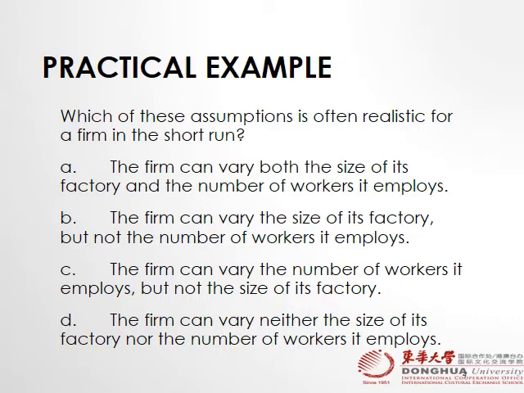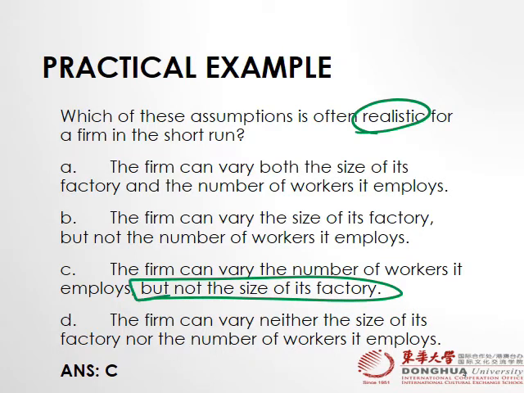So your answer would be C. Why C? We were talking about the realistic one. C says the firm can vary the number of workers it employs but cannot vary the size of the factory, because in the short run you cannot build a new factory, or easily move or expand the factory in 1 year or less. The logical, realistic answer is that you increase the number of workers.